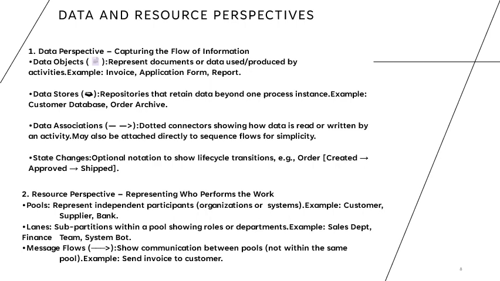The resource perspective focuses on who or what performs the work. Pools represent external participants such as customers or partners. Lanes divide work among internal roles like departments or systems. And message flows connect these participants, for instance, sending an order confirmation from the company to the customer. By combining these two perspectives, we capture both the what, which is the data, and the who, which is the resources, giving a complete picture of how the process actually functions in a real-world scenario.